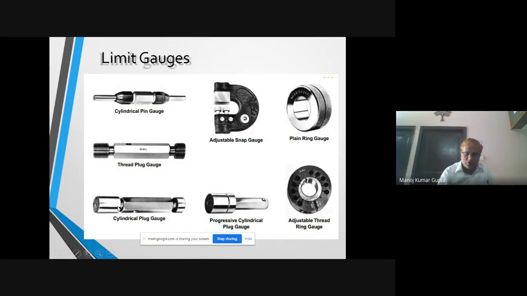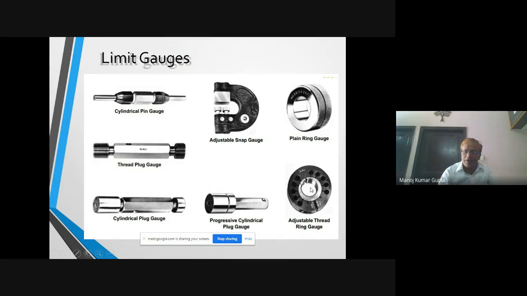These are the two sides. This is go, this may be not go side, this may be go side. From one side it will go inside the hole, from the other side it will slightly not go inside the hole. So these are of two side type. This is single side type.